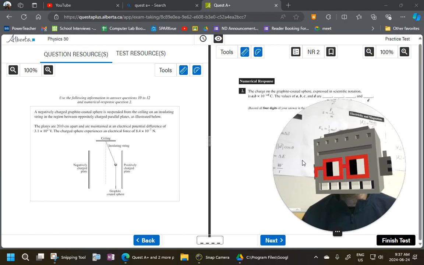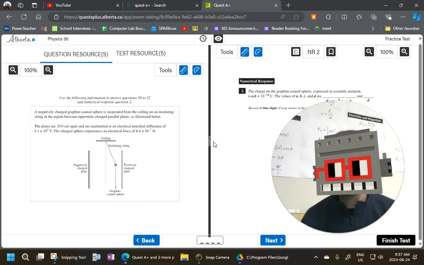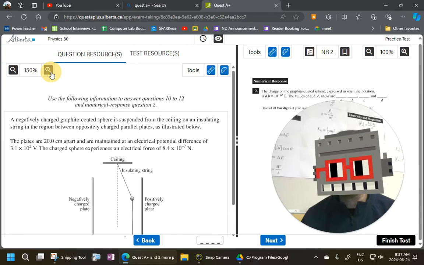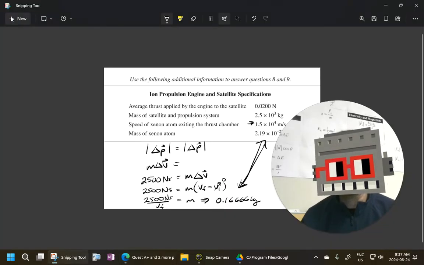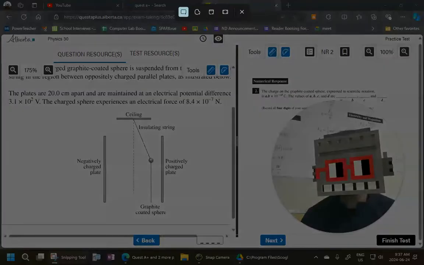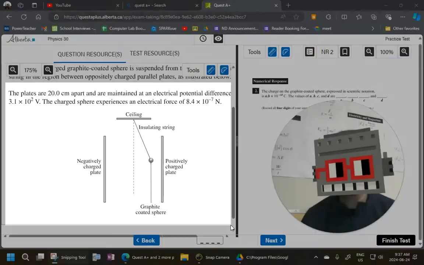The charge is what? So what do we have here? It experiences electric force. So they want to know that charge. What we're going to do is look at this picture here. We've got a few different numbers. I think this is all we need here.